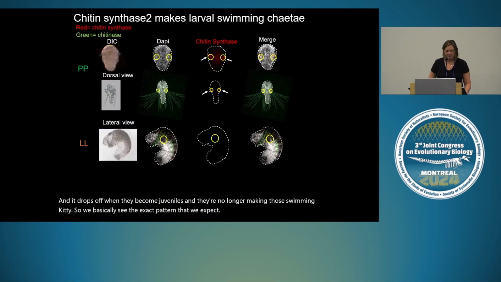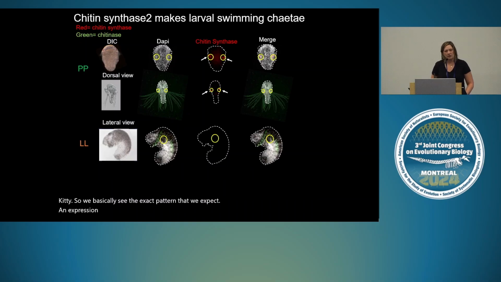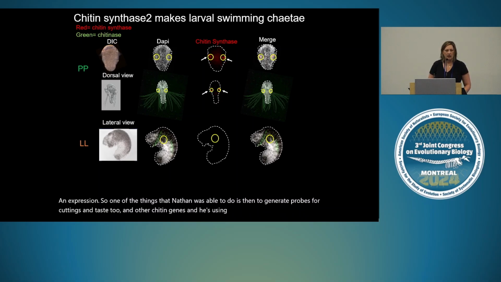So one of the things that Nathan was able to do was then to generate probes for chitin synthase 2 and other chitin genes. And he's using HCR, so hybridization chain reaction in situs, and looking to see exactly where and when the expression differences are happening in the larvae.